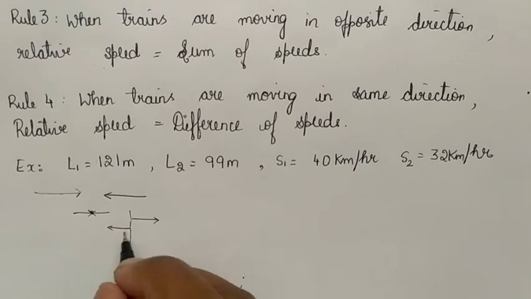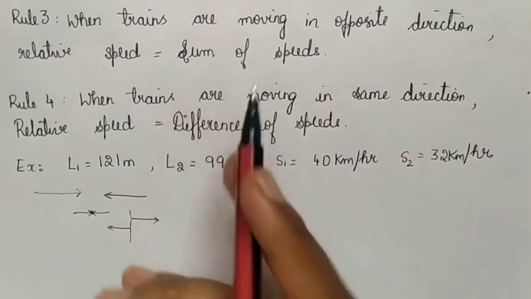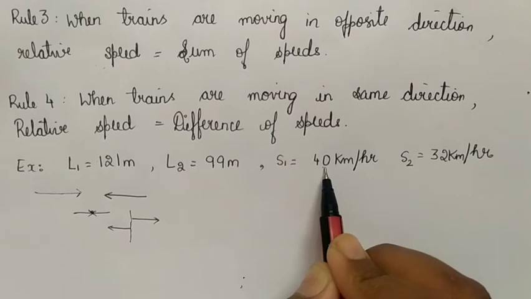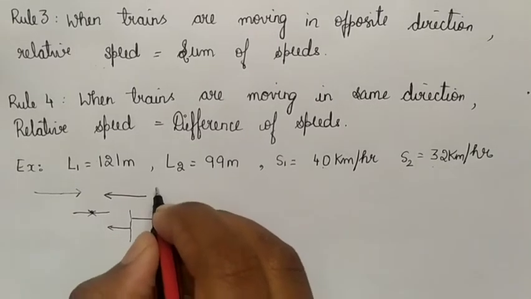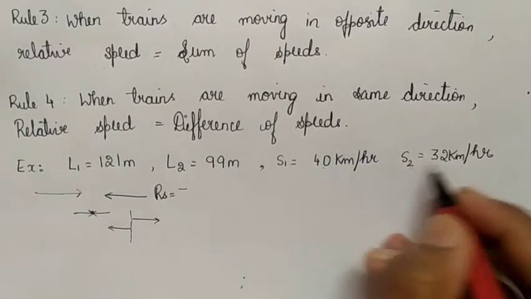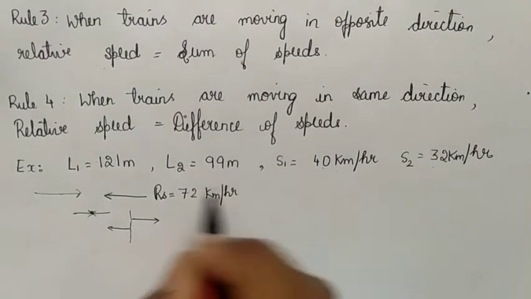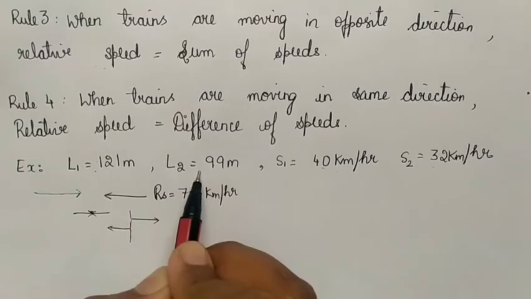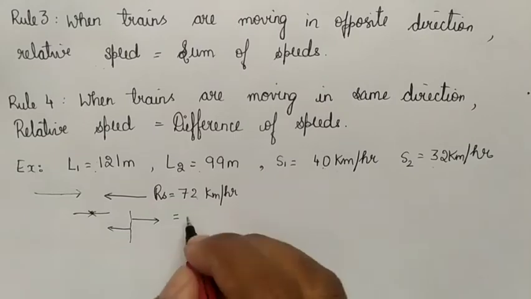In order to find that time, we just have to find the relative speed using the sum of their speeds. So we'll consider one train is moving with 40 km per hour, another train is moving with 32 km per hour. So relative speed will be the sum of their speeds. 40 plus 32 is 72 km per hour. But the length of train 1 is 121 meters, and the length of train 2 is 99 meters. So I'll convert this into meters per second.